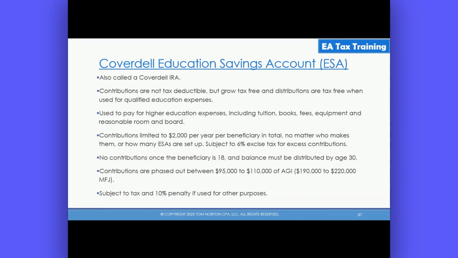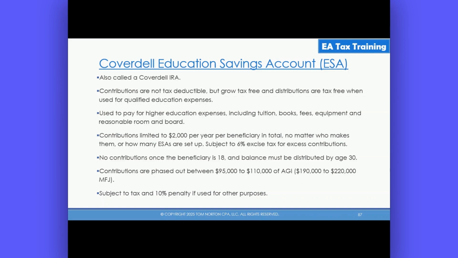Contributions are limited to $2,000 per year per beneficiary in total, no matter who makes them or how many of these ESAs are set up. Any excess contributions are subject to a 6% excise tax. And this can happen pretty easily.